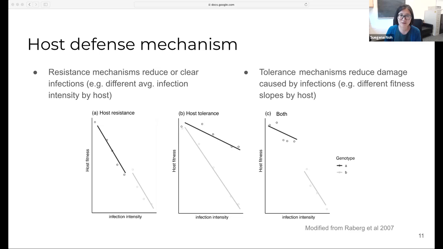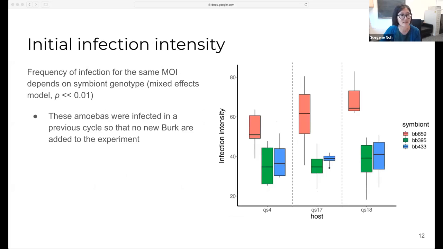The results I'm going to show you next are, of course, a bit more complicated because we're looking at 3 different host strains and 3 different symbionts at the same time. But I've tried to simplify it by showing you just the ones that seem to be statistically significant differences that we can detect from the experiments. For the symbiont transmission part, what we first discovered is that for the 3 naive hosts that we used, which are QS4, 17, and 18 here, there is always a higher intensity of BB859 infection.